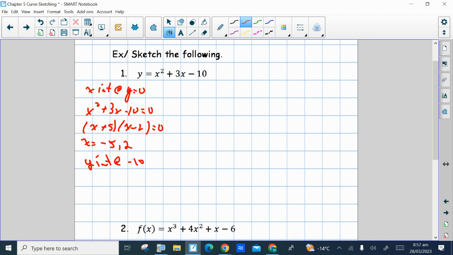So this is a quadratic. We know it's going to open upwards. It's going to rise to the left and right, which means there's going to be a minimum point. The vertex is going to be a minimum point.